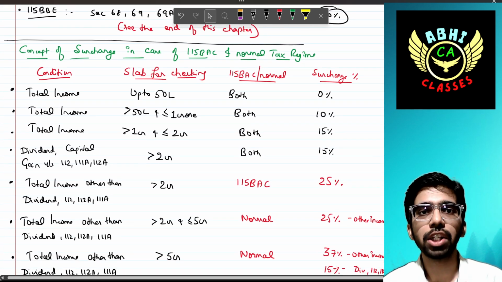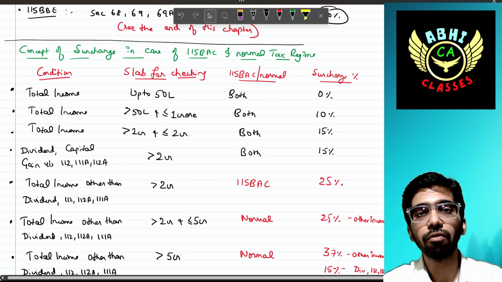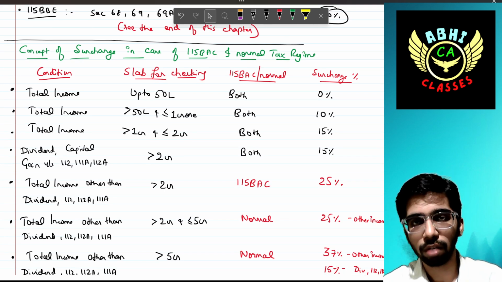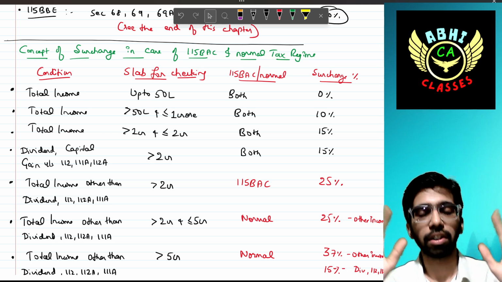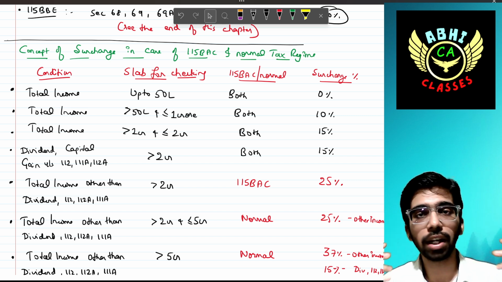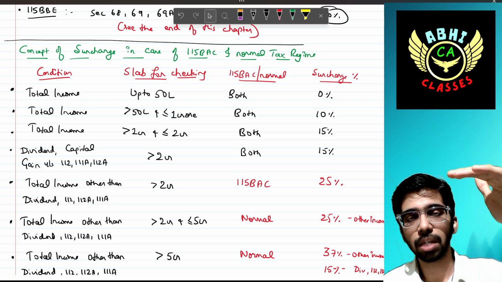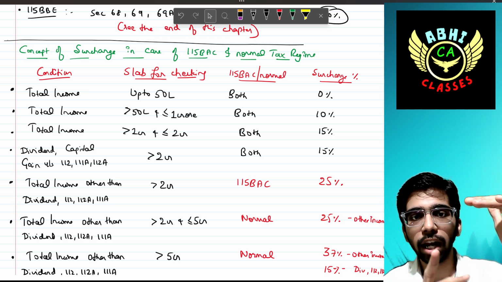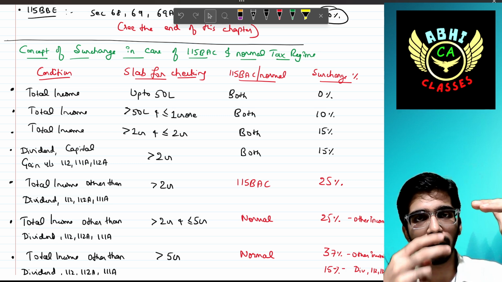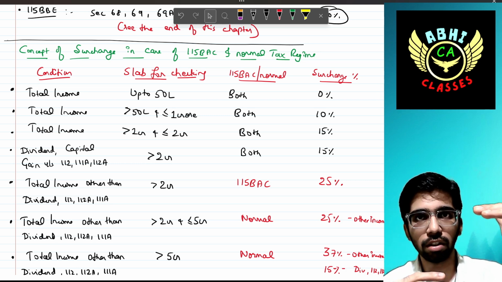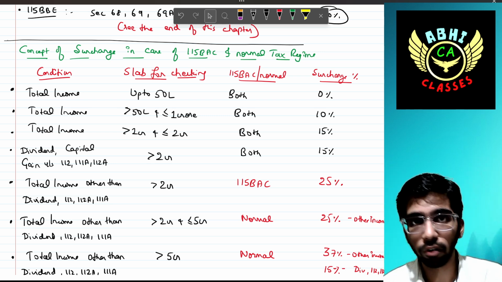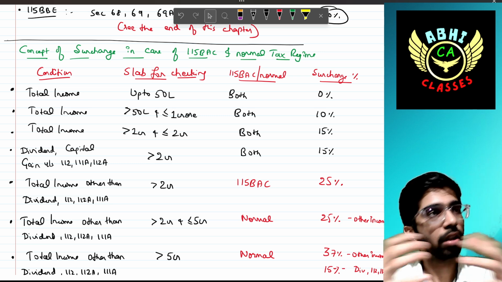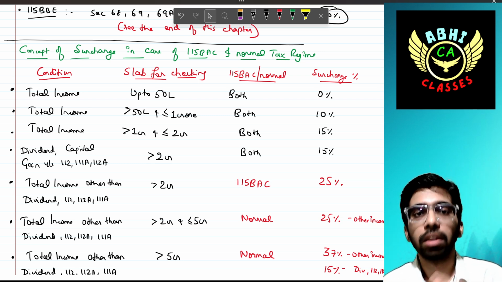Okay. Next, the concept of surcharge in case of 115BAC and the normal tax regime. What do you mean by surcharge? In simple words, surcharge means tax on tax. We have discussed what the tax amount is and how to compute it. On that, a separate tax is leviable on satisfaction of some criteria. That tax on tax is named as surcharge. It's not applicable to everyone, whereas the above, that is slab rates, is applicable for everyone. That is called surcharge.